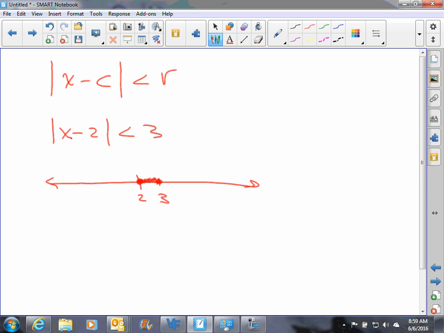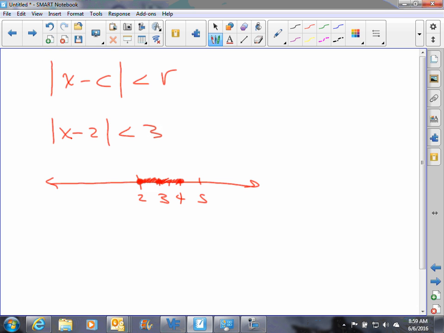Let's try 4. If we put 4 in, we would get 4 minus 2 is 2, and the absolute value of 2 is 2, and that is less than 3, so 4 works. And so the values between 3 and 4 would also work. And then if we put 5 in, 5 minus 2 is 3. The absolute value of 3 is 3, and that's not less than 3. So 5 doesn't work, but it just doesn't work.